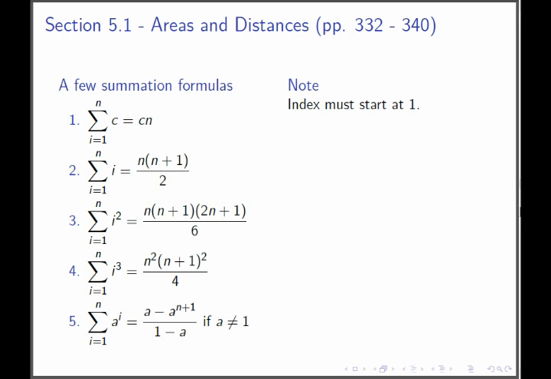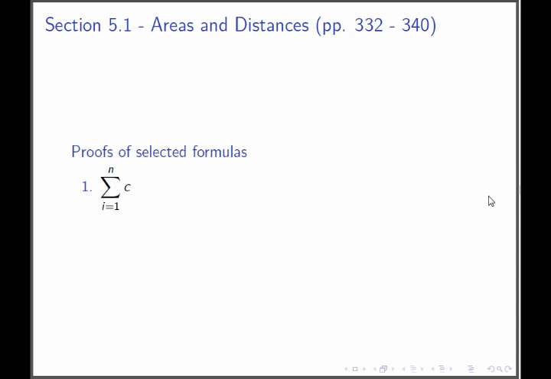Okay, I don't want to prove all of these, but I do want to give you an idea of why some of them are true. This first one was easy, actually. We just interpret it in terms of standard notation, right? What is the sum from 1 to n of c? Well, it's just c added to itself n times, which means that it's just c times n.